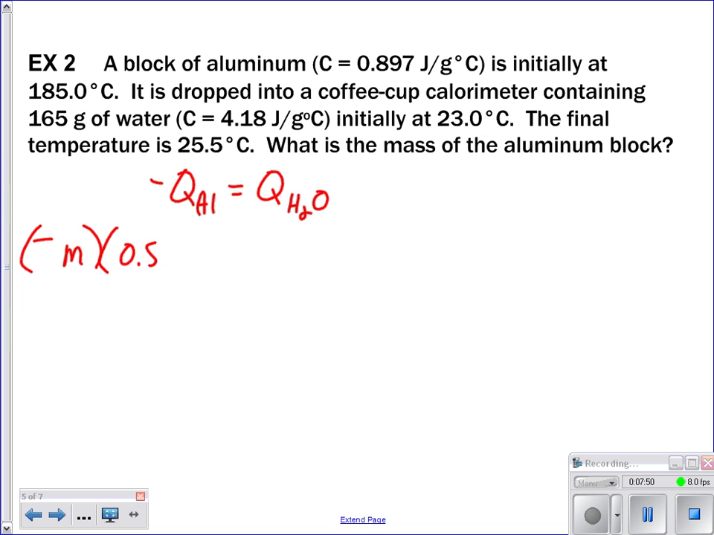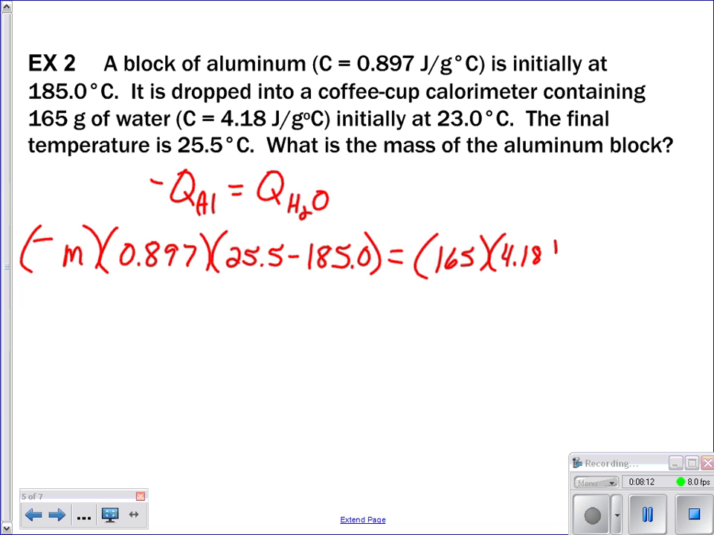You know your specific heat of your aluminum. So that's what I'm working on right now, my aluminum side. And then we know our change in temperature. Your final is 25.5. Your initial is 185. You set that up equal to the water side. So your mass of water is 165 grams. Specific heat, 4.18 joules per gram degrees Celsius. And your change in temperature: the whole system reaches a final temperature of 25.5 minus our initial of 23.